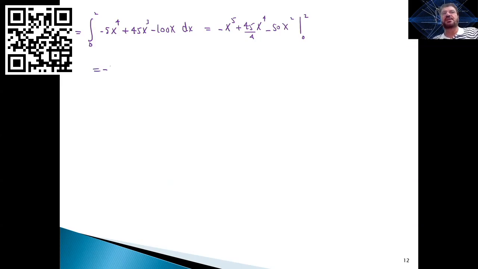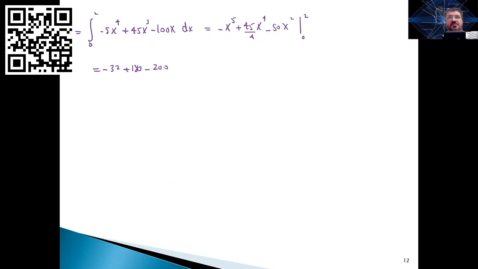2 to the 5 is minus 32. 2 to the 4 is 16. So if you put 16 times 45, is 720 divided by 4 is 180. So this is plus 180 minus, this is 4, so this is 200.